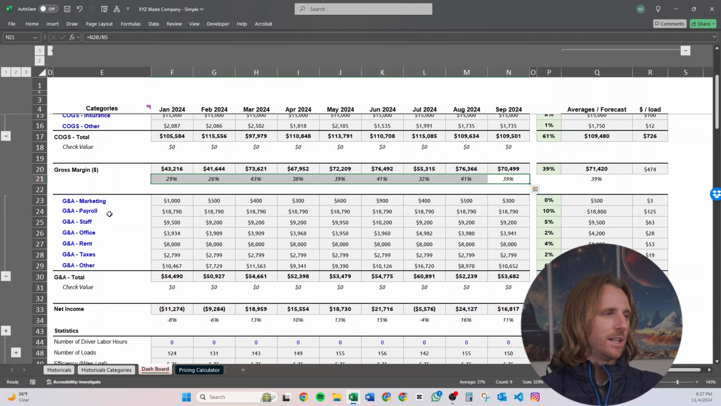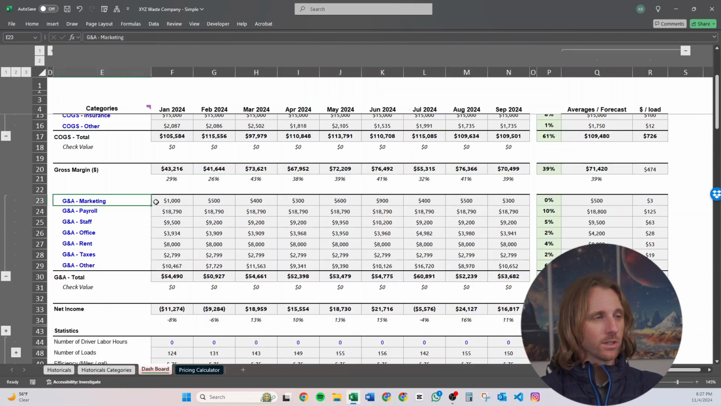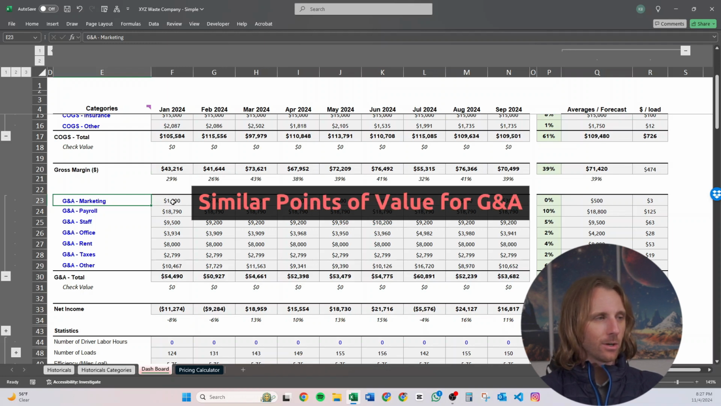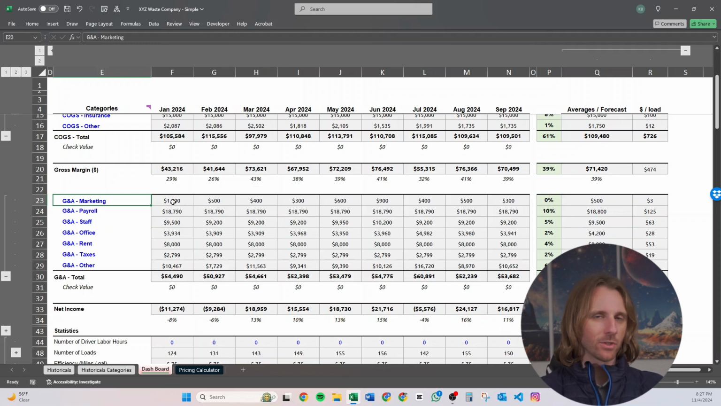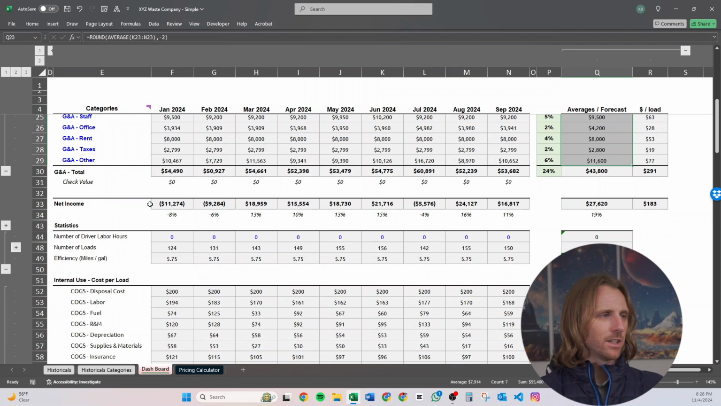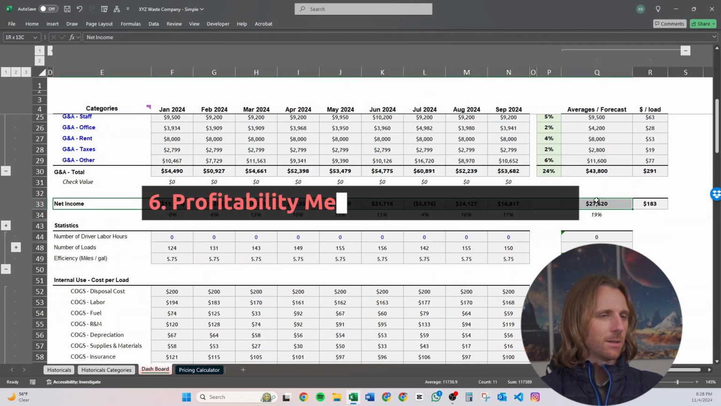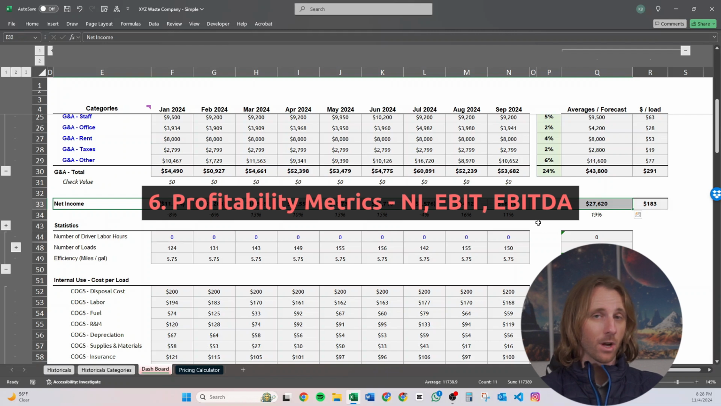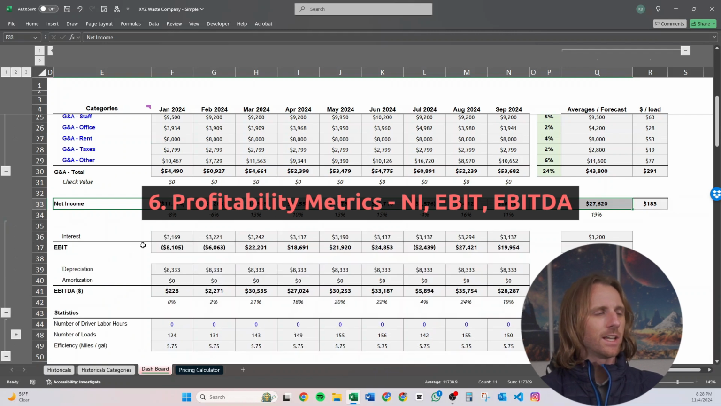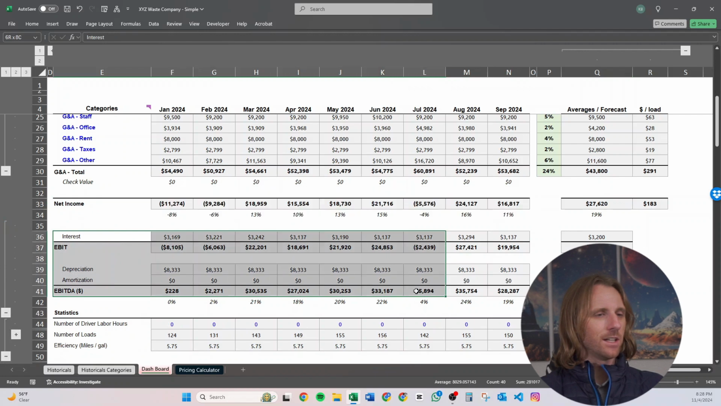Scrolling down here a bit, we then enter our general and administrative cost categories. Very similar points of value here, except they just relate to the general and administrative costs instead of the cost of goods sold categories. You can see here again, we have nice proportions that we can use to analyze our business, and we can forecast certain savings we might want to have or additional spend that we might think is necessary for the business. And then finally, we reach a net income number here that's obviously very meaningful for understanding how profitable your business is. If we really needed to get to it, we also have an EBIT and an EBITDA line here as well, if those are the metrics that you'd like to look at.